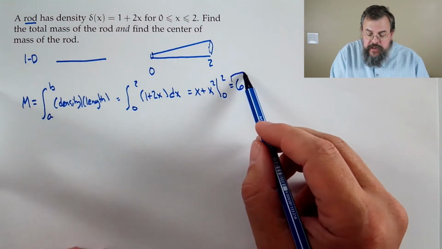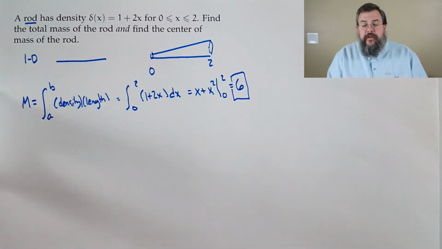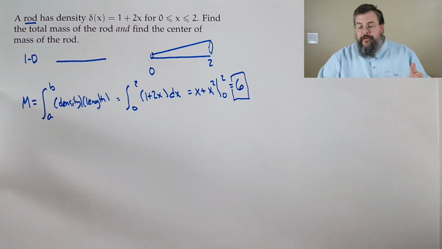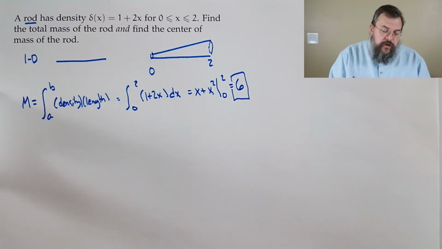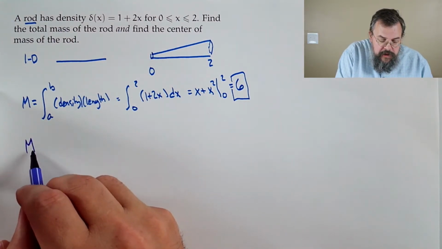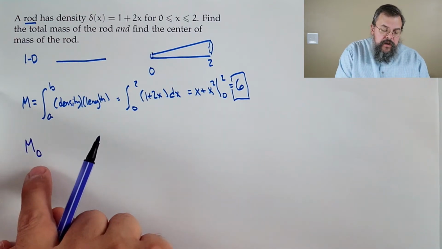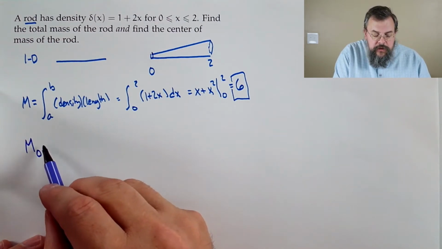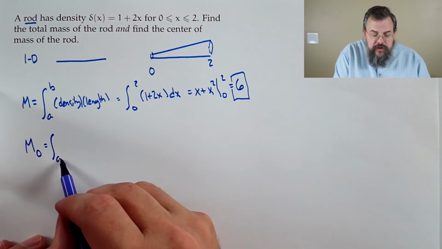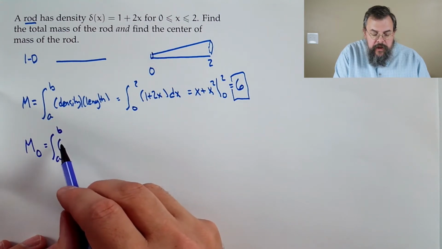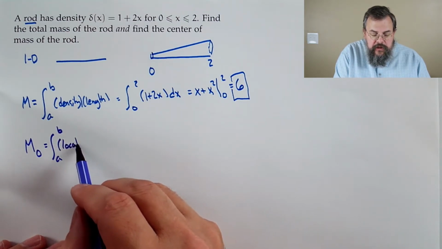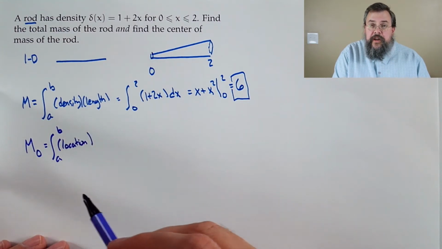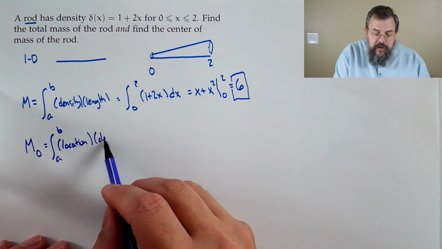Now we go to the second part, where's the center of mass? For that, we should take a moment, which means we need to have a term. We call it the moment with respect to 0. We'll denote this as m sub 0, or if you like, m sub origin. Where is our location in terms of the origin? The difference between mass and moment is you have this extra term. I like to call it location. You can call it distance, whatever helps you understand the idea. So there's a location, a density, and a length.